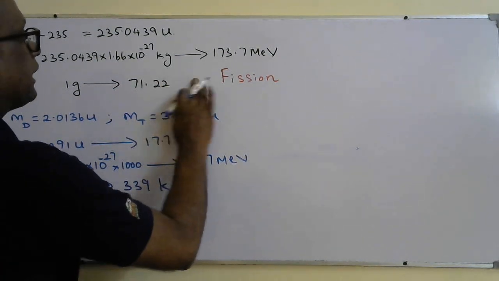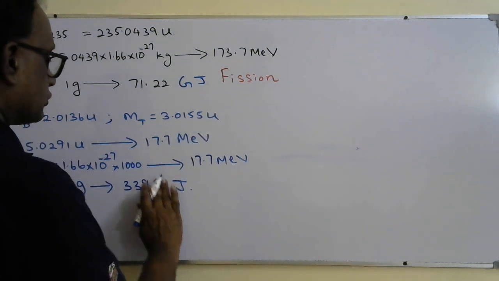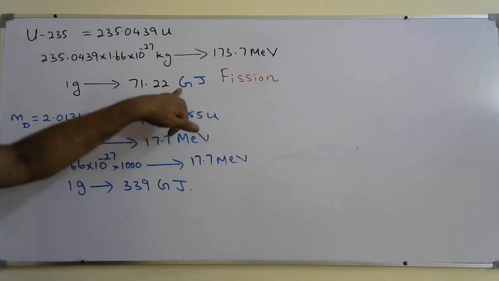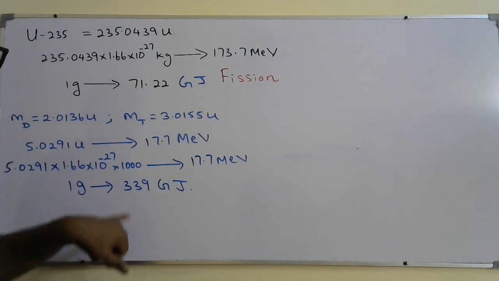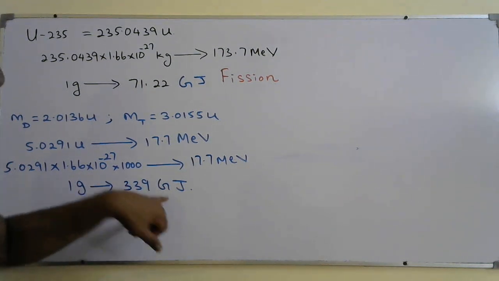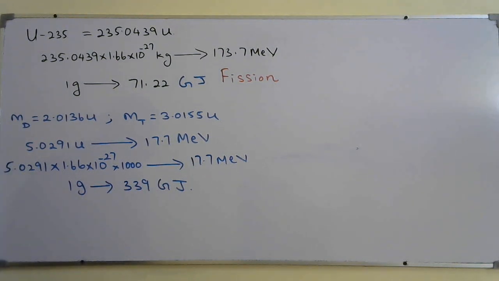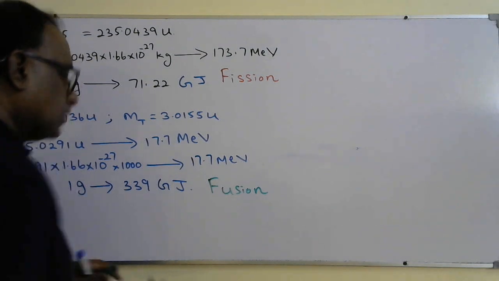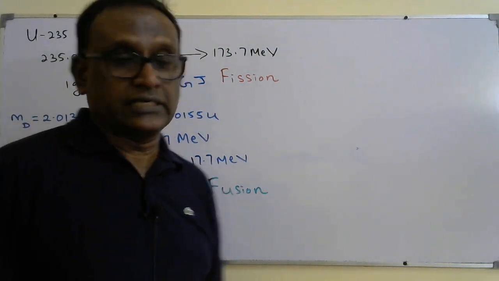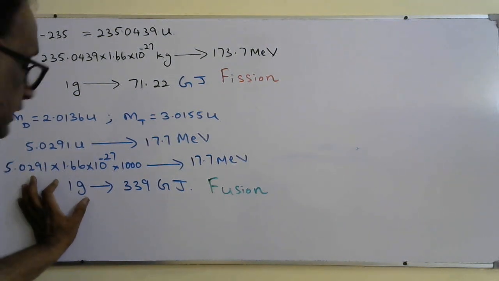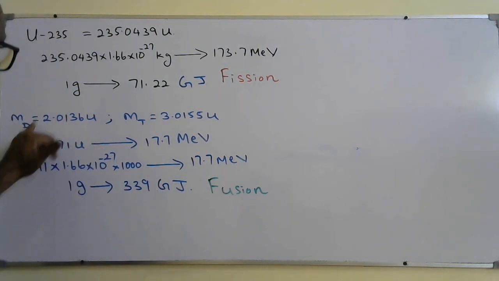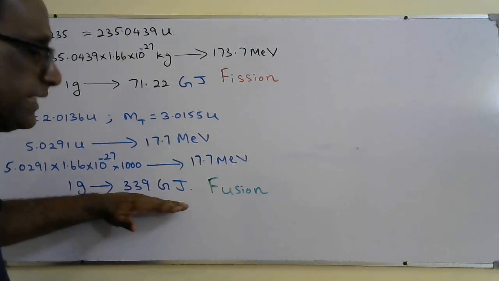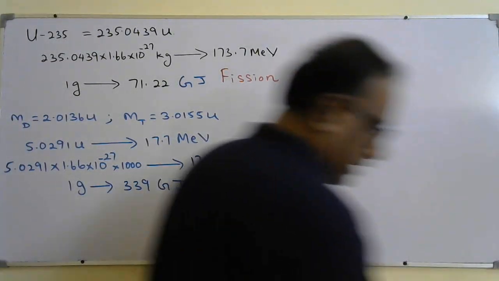This is gigajoule, not megajoule, gigajoule. This also is gigajoule, that's a mistake. So giga is 10^9 joules, 71.22 gigajoule. This will be 339 gigajoule. So you can see the energy released during fusion. When we consider a total mass of 1 gram of fuel, here 1 gram of uranium, here 1 gram of deuterium and tritium together, the energy released during fusion is 339 gigajoule.